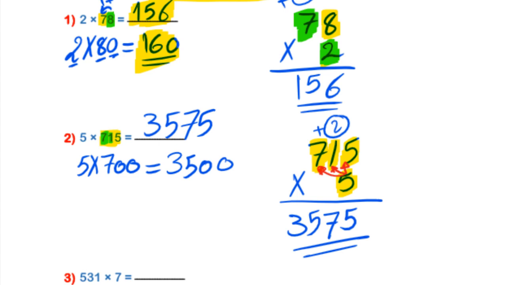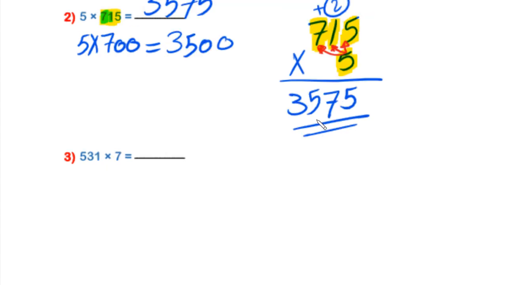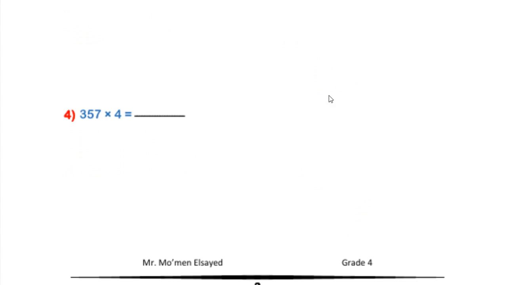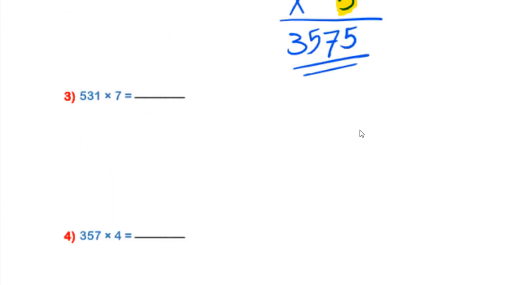Okay, the next one, number 3, Ferris. 531 multiply 7. The 3 will not give the 5 because it's a weak number. So it will be 500. Excellent. Multiply by 7. 7 times 5 equals 3,500. Excellent. Thank you very much, my dear.